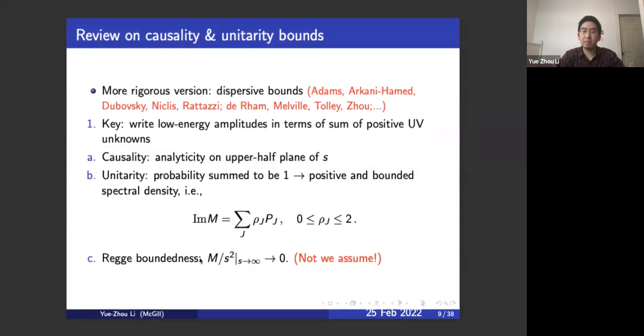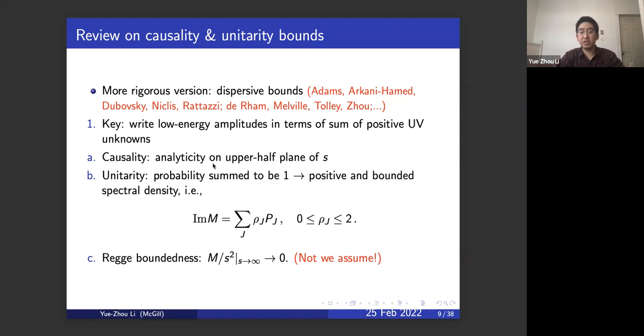But this story can be made more rigorous. That is the dispersive bound, and there are a lot of papers about this story. The key idea is that we can start with the low energy amplitude and write it in terms of a sum of positive UV_ingredients. We have two ingredients. The first ingredient is causality, which in terms of the amplitude means we have analyticity on the upper half plane of energy.